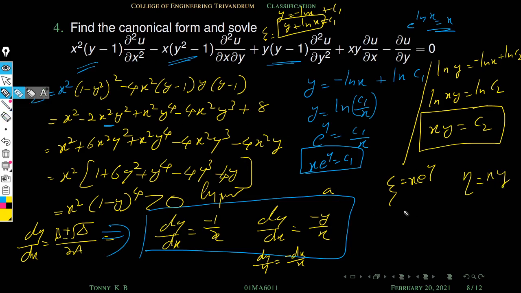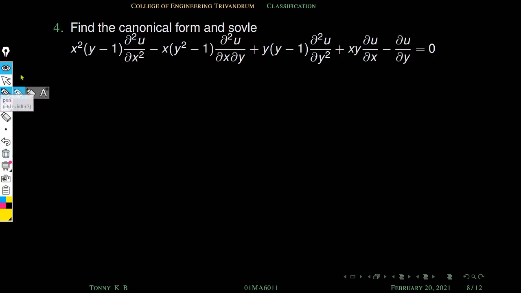after all computations, psi x, psi y, everything, and eta x, eta y, then you find a1, b1, c1, everything, and substituting in the standard canonical form. Then after substitution, the final canonical form is very simple. It's like this: dou square z by dou psi dou eta equal to 0.